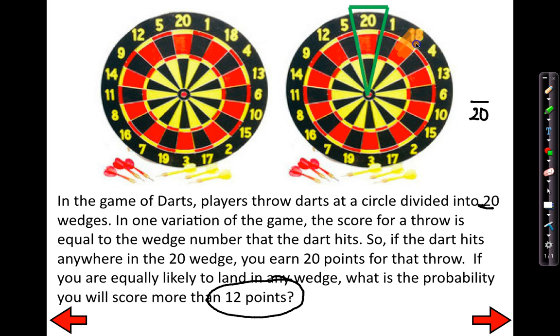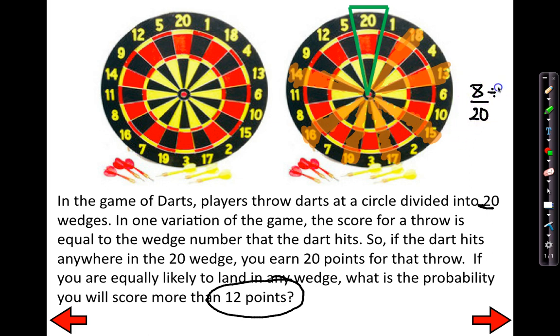So 18 would work, 13 would work, 10 does not work, 15 works, 17 works, 19 works, 16 works, 14 works, and again 12 does not work because it's not more than 12. So here I'm going to count them up, of course including 20 would be 1, 2, 3, 4, 5, 6, 7, 8. So it would be 8 out of 20, but guess what?